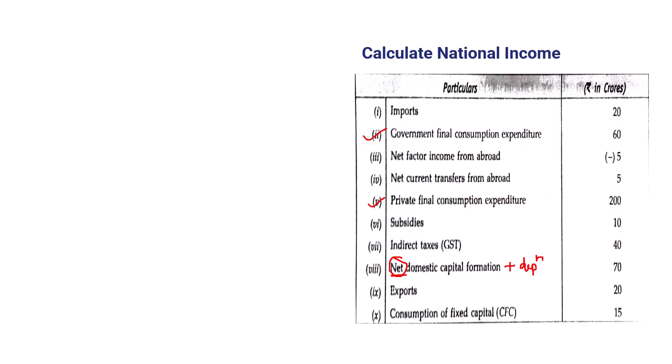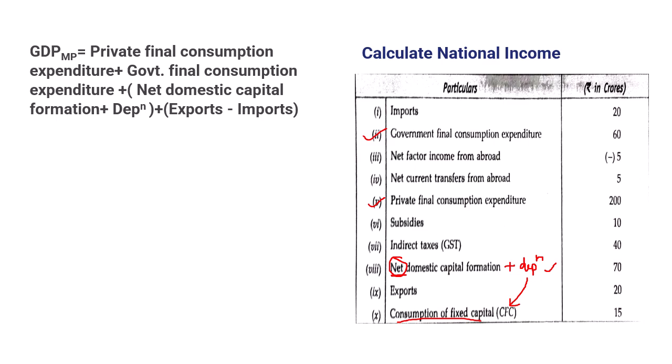Now here depreciation is not directly given. The other name for depreciation, as we know, is consumption of fixed capital. So this is your depreciation. So GDP-MP is equal to private final consumption expenditure plus government final consumption expenditure plus net domestic capital formation plus depreciation. मैंने depreciation क्यों ऐड किया? क्योंकि मैंने GDP-MP लिया. अगर आप NDP-MP लोगे तो आप depreciation को skip कर सकते हो. Then exports minus imports, that is your net exports. Put the values, you'll get the GDP-MP as 345 crores.